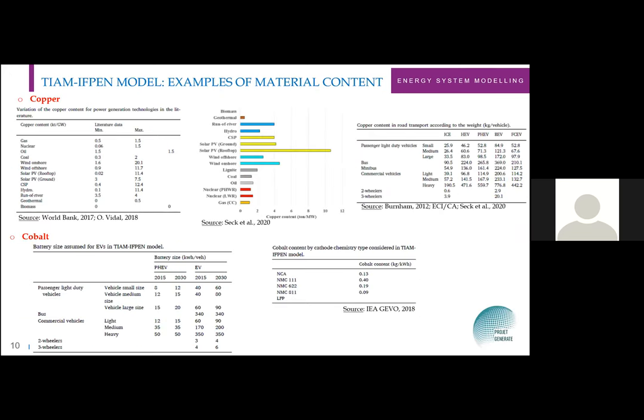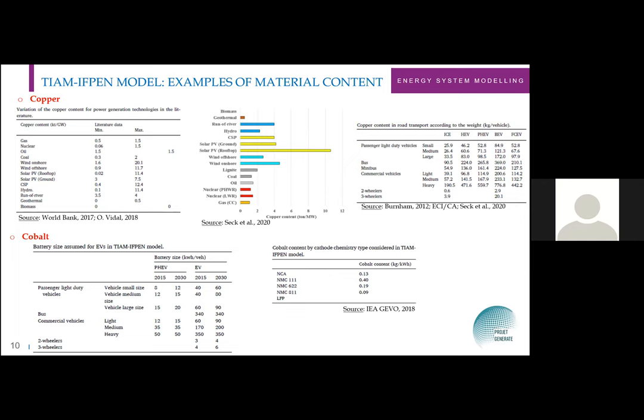As I said, we are implementing the material content. In the case of copper, I will just show two examples, copper and cobalt. For copper, from literature, we have this copper content, so the minimum and the maximum we reference. And in our scenarios, we are using this copper content for power plants, and for all these different power plants. And as well in road transport, we have these subdivisions of copper content.